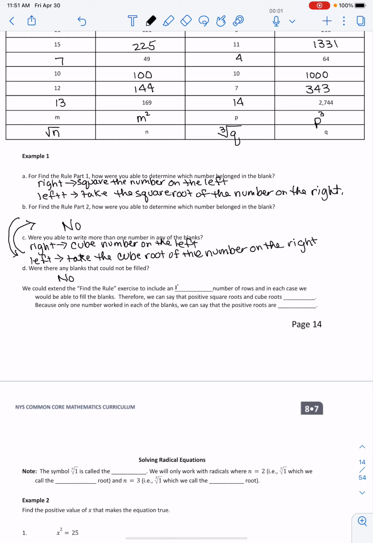So next, the symbol n on the outside of the square root of 1 is called the radical. We will only work with radicals where n equals 2. So for example, on the outside, 2 of the radical sign, which we call the square root. And n equals 3, which we will call the cube root.